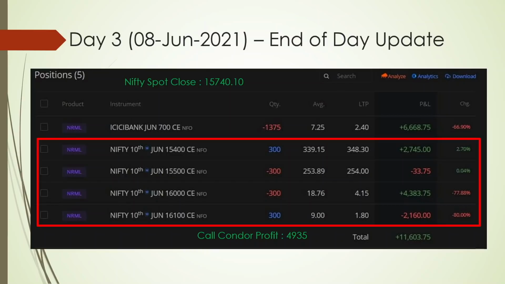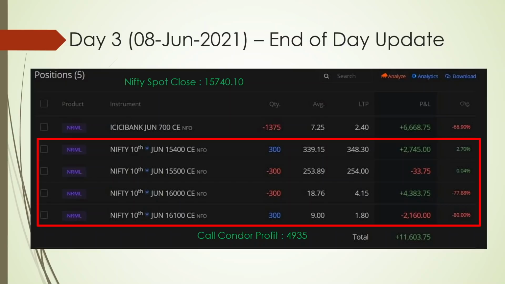If someone wants to close this condor now, they can very well close it, but we are right in the middle of the range. You see 15,500 and 16,000. The middle of the range is 15,750. We are almost there, 15,750. So there is no need to close now. Just wait for a couple of days. You are fully hedged. There is no need to worry.